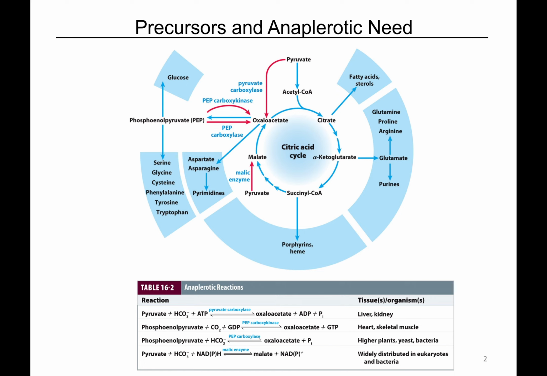And the last path we talked about was the malic enzyme, which is able to directly convert pyruvate to malate. This enzyme is present in a lot of different eukaryotes and bacteria. We won't talk about its mechanism at all, but it is a very important and viable anaplerotic step. That's where we ended up on Thursday of last week.